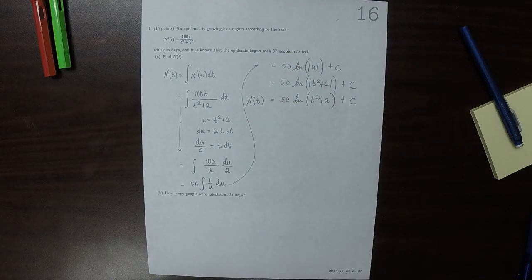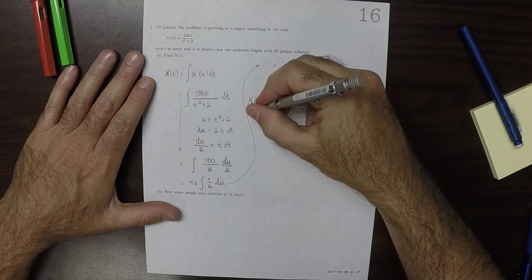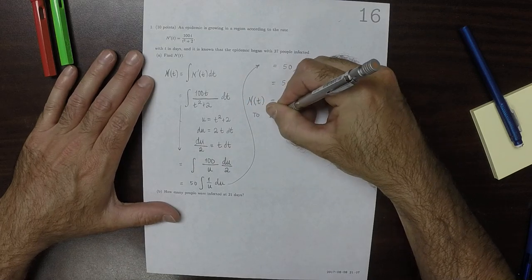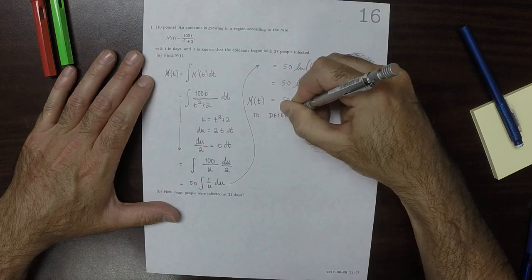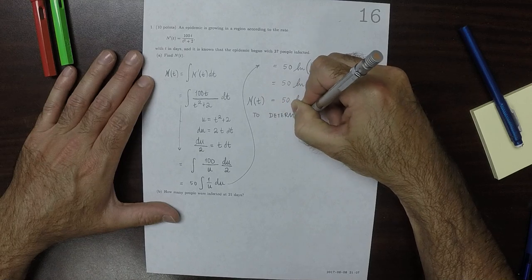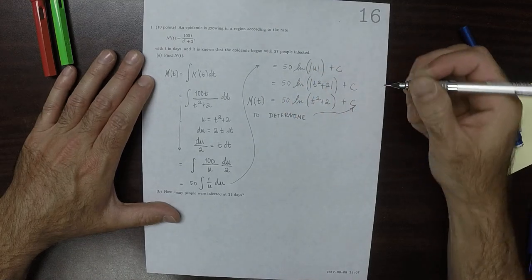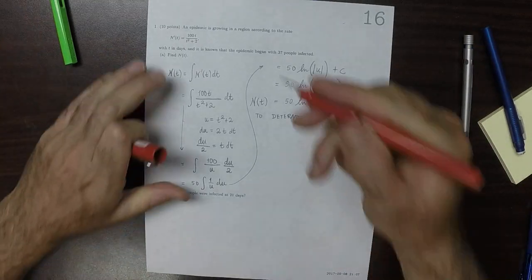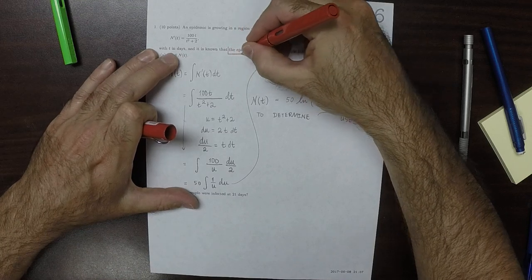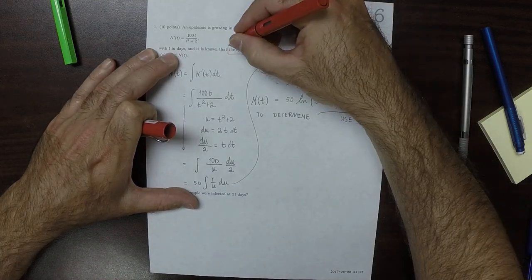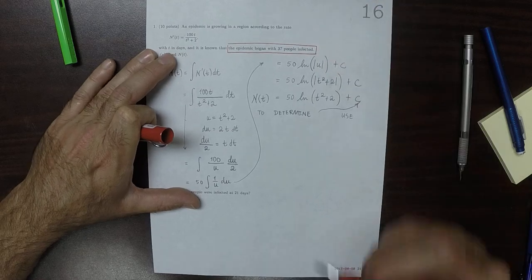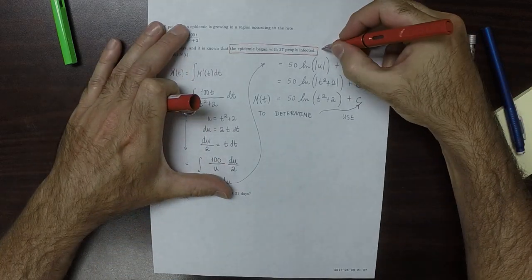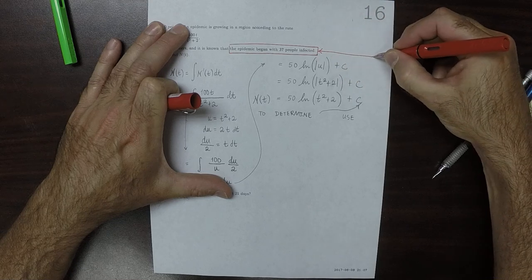Now we've almost figured it out. We figured it out up to this constant. So now to determine the value of c, we'll use the following sentence: the epidemic began with 37 people infected. So we're going to use this information.